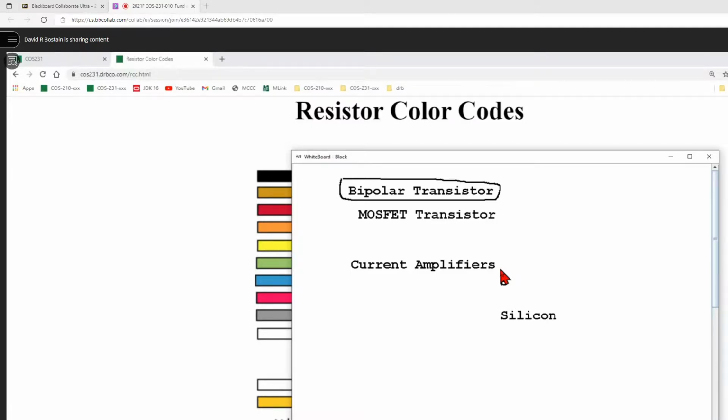And they basically are three-layer devices. The three layers have names. There's something called the collector, something called the base, something called the emitter. Now, these are actually made out of pure silicon, but the silicon has been what we call doped.